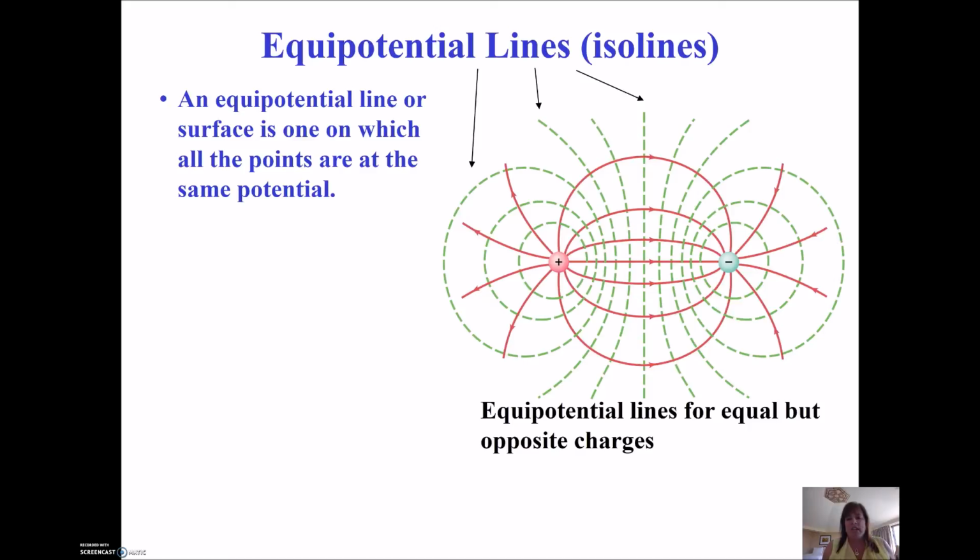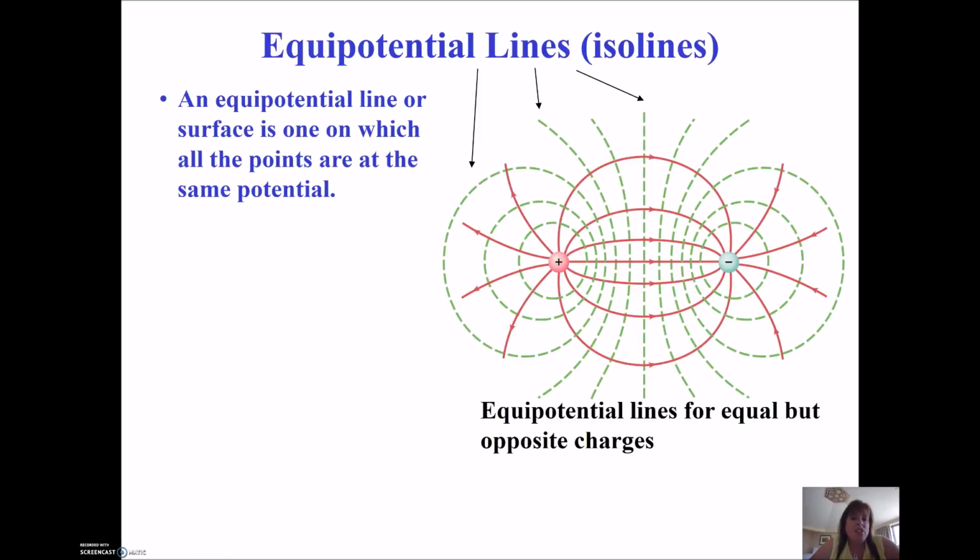All right, equipotential lines. In physics, we like to visualize stuff, especially with electrostatics, because it's like, wow, what's going on here? And we already talked about electric field lines, right? Electric field lines are these red lines in this picture here on the screen. And they show you the direction a positive charge would move.